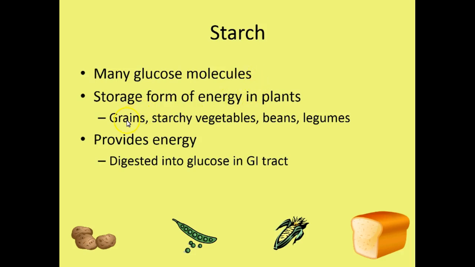Starch can be found in grains, starchy vegetables like potatoes, peas, and corn. Also, beans and different legumes also contain significant amounts of starch. Starch provides energy in the form of carbohydrates because starch is a type of carbohydrate. And starch is digested in the GI tract, and then eventually, because starch is a polysaccharide, all of the monosaccharides that make up starch will be broken apart and will be absorbed individually. So starch, because it is a polysaccharide and made of many monosaccharides, will take longer to digest within the GI tract, and we'll talk about that in a different video.